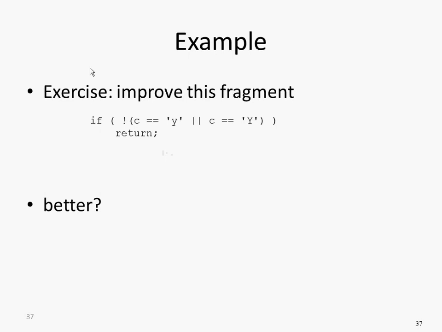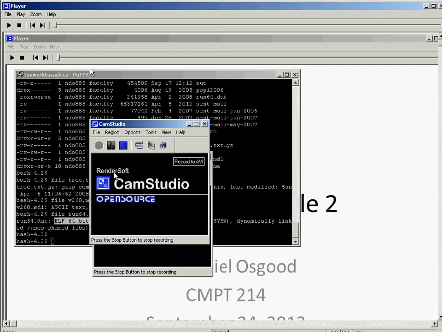It checks if c is equal to y, or c is equal to capital Y, and then not. So we return unless the value of c is either lowercase or uppercase y.